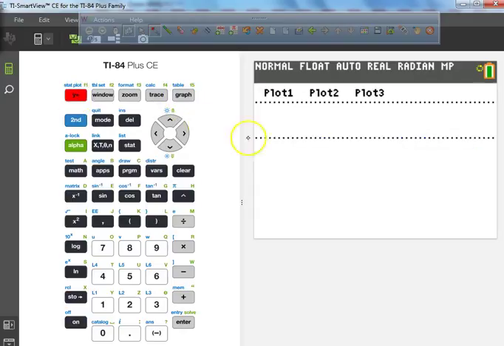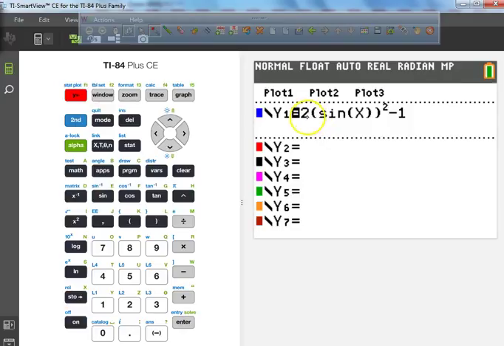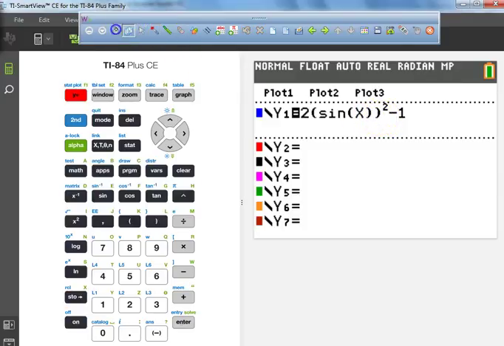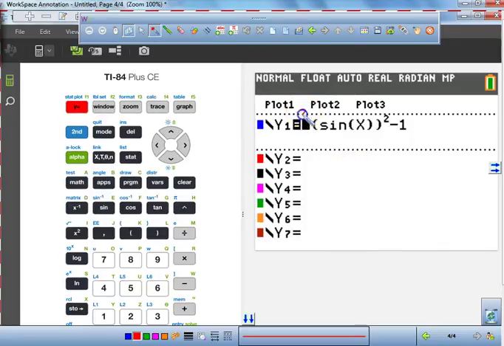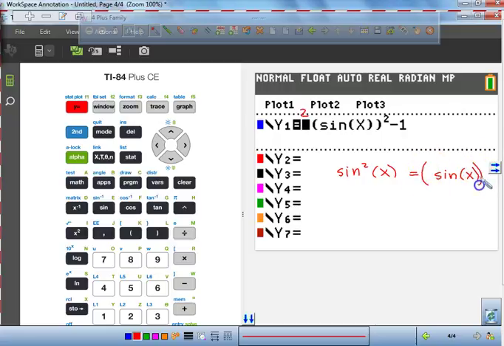Here's how I typed in the equation. Notice, I didn't square the whole thing. What's the only thing I squared? I only squared the sine of x. Something you need to know: if I say the sine squared of x, that's going to be the same as the sine of x, if I put that in parentheses and I square it. These mean the exact same thing. In the calculator I can't write it like this, but I can write it like this.